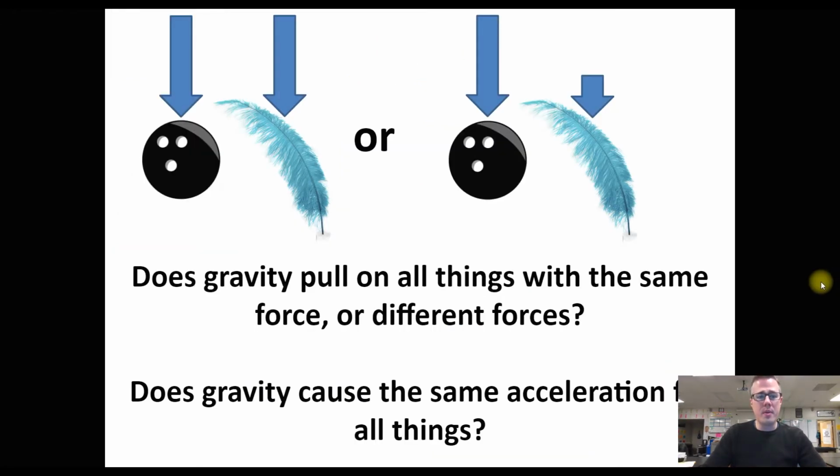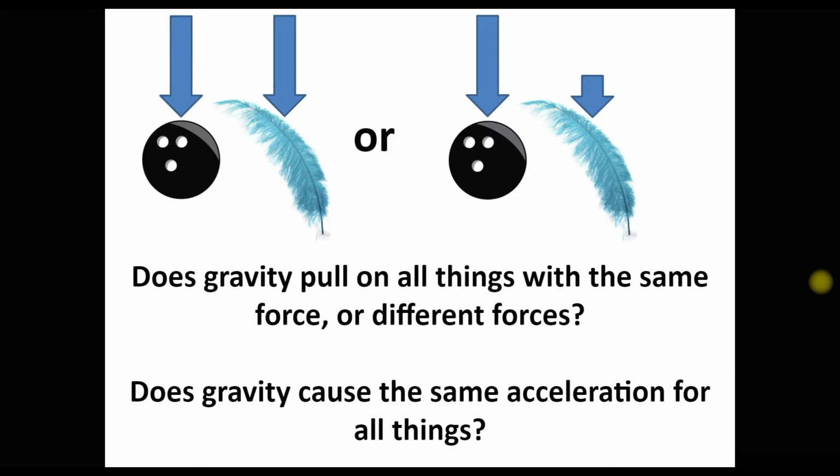I have these two questions up on the screen. You don't have to write anything for this one, but I want you to think about the answer as we go, and I'll pause and give you a chance to think. So here's the first one. Does gravity pull on all things with the same force or different forces? In other words, which of those pictures above is the right picture if it were a force diagram? Take a second and think about that. And then the next one, gravity causes the same acceleration for all things.